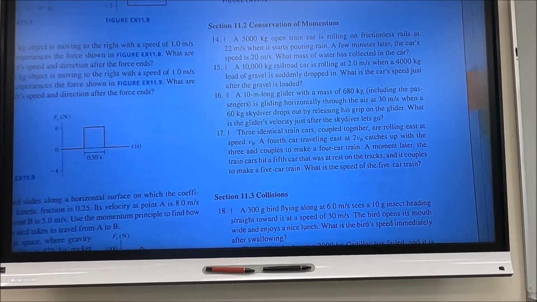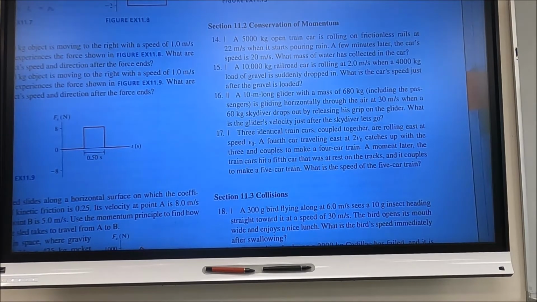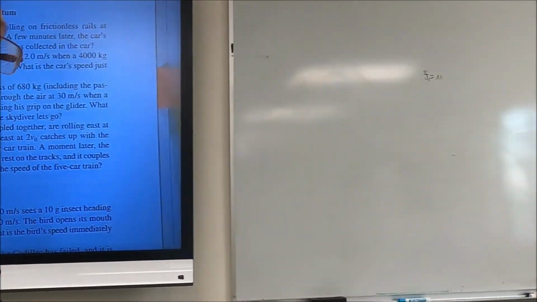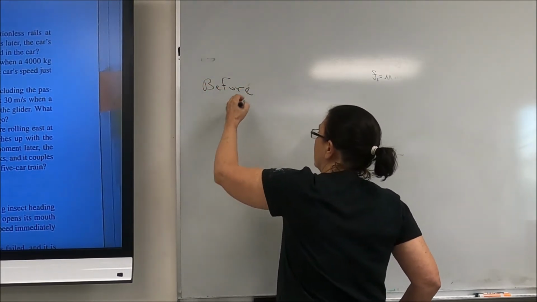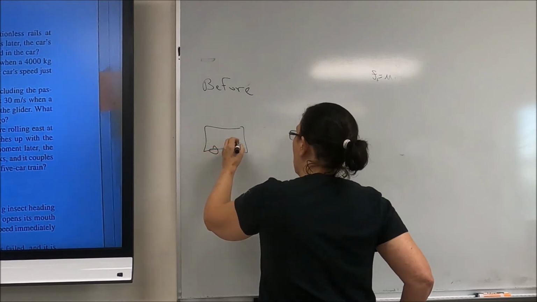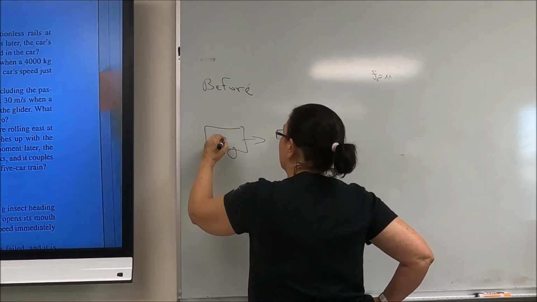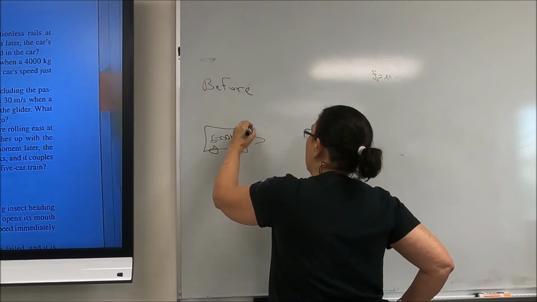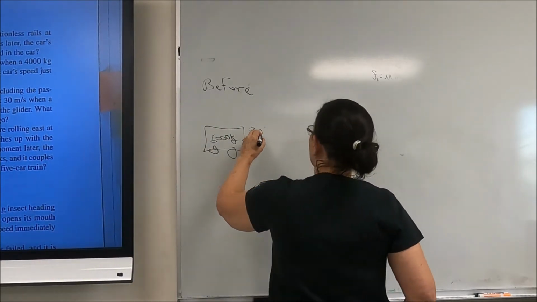It says a 5,000 kilogram open train car is rolling on frictionless rails at 22 meters per second when it starts pouring rain. A few minutes later, the car's speed is 20 meters per second. What mass of water has collected in the car? So, if we look at before, I've got my car here. It has a mass of 5,000 kilograms, and it's got a velocity initially of 22 meters per second.